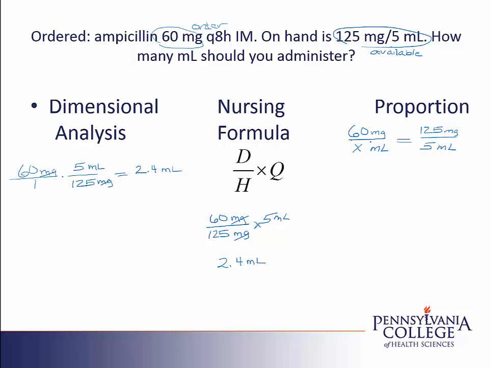The labels on both my fractions are matching. To solve the proportion, we multiply on the diagonals. So my first diagonal, I'll take 60 times 5 to get 300. On my second diagonal, I'll multiply to get 125x. To solve this proportion, I then need to divide by the 125 to isolate my variable. This gives the same answer as before. X is equal to 2.4 milliliters.